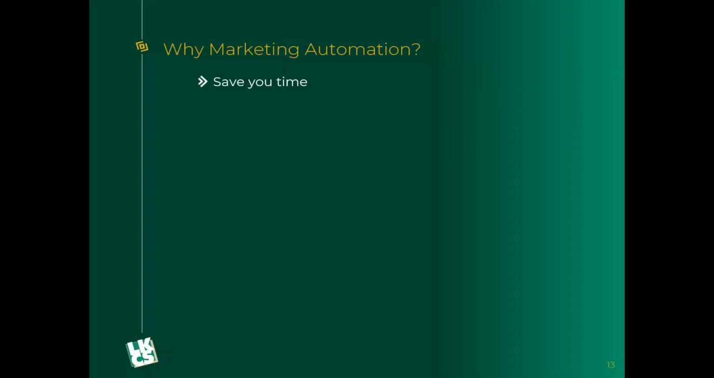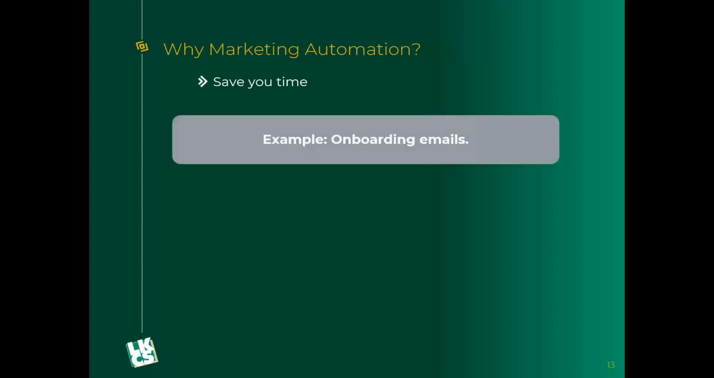The first reason you should be using marketing automation is to save you time. This is most likely what everyone hears about marketing automation, and it's true. It can save you many hours over the course of a year and make it so much easier targeting the right prospects to win their attention with messaging that matches their needs. That brings us to our first example.